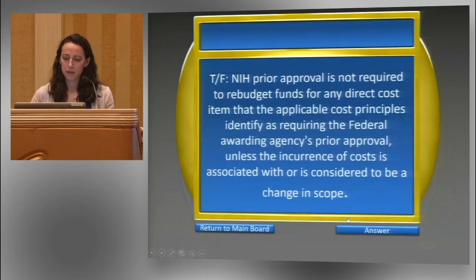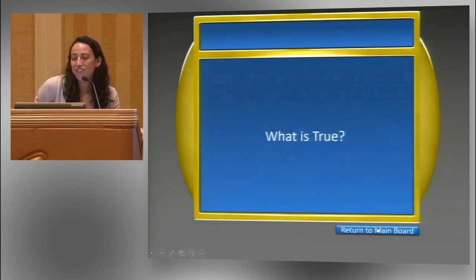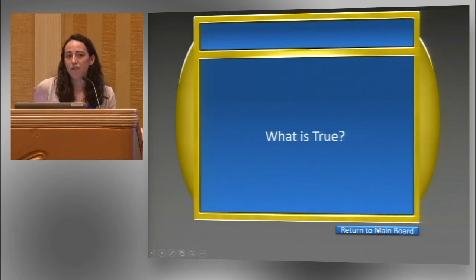Okay. True or false, NIH prior approval is not required to rebudget funds for any direct cost item that the applicable cost principles identify as requiring the agency's prior approval unless that cost is associated with or considered to be a change in scope. So this one is true. So across the government, there are lots of prior approval requirements, but NIH in general does not require prior approval for cost items unless it's specifically a significant rebudgeting or something that indicates a change in scope.